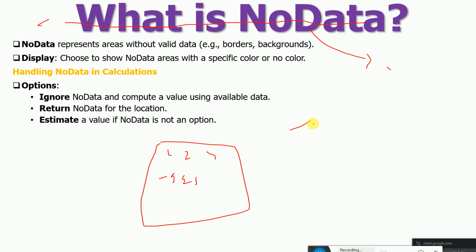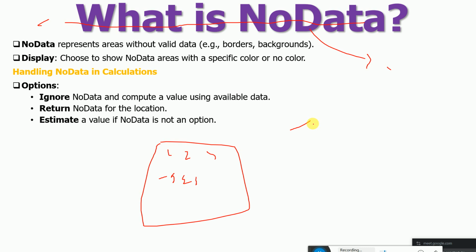Display chooses to show the no data areas with a specific color or no color. In most cases this can be represented by minus 999, which means no data. You will see this in some gridded data, like IMD gridded data. You will see this type of structure because that data is in a binary format.